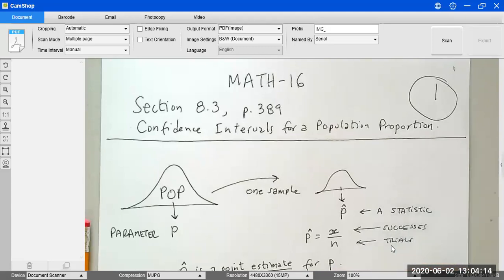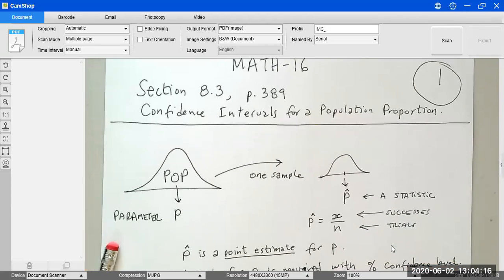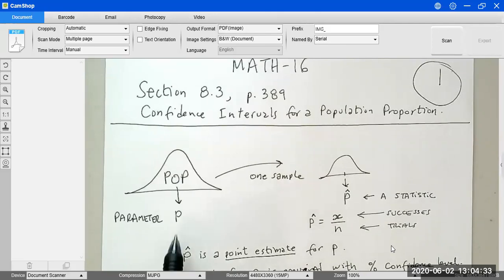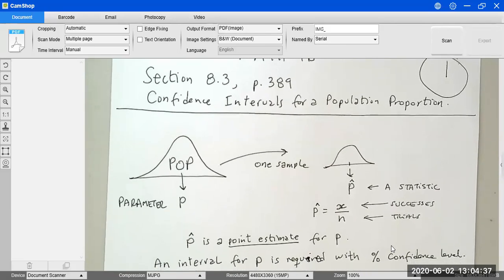So once you have that, you're going to be able to find the proportion of the sample, which is p hat. So p hat is going to be a point estimate for p, but it's not sufficient. It's very hard to say whether the p hat value that you're going to find is going to be pretty close or pretty far from the actual value of p. So the only way to deal with that is getting an interval.